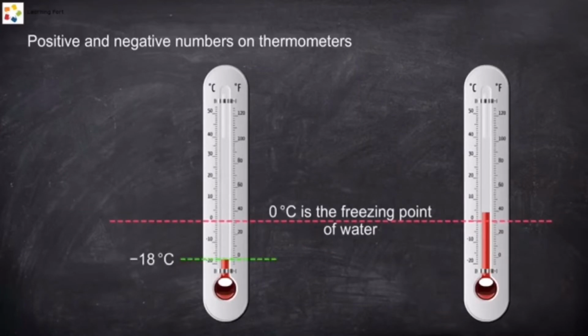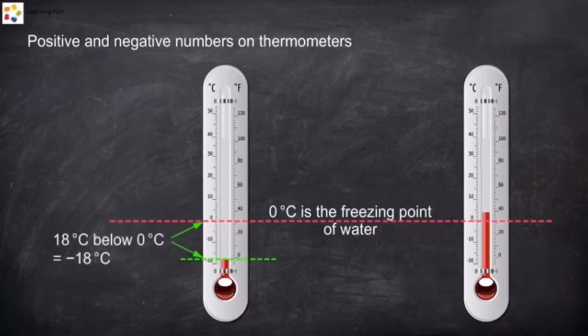-18 degrees Celsius means it is 18 degrees colder than the freezing point of water. It is 18 degrees Celsius below 0 degrees Celsius. 4 degrees Celsius means it is 4 degrees warmer than the freezing point of water. It is 4 degrees Celsius above 0 degrees Celsius.